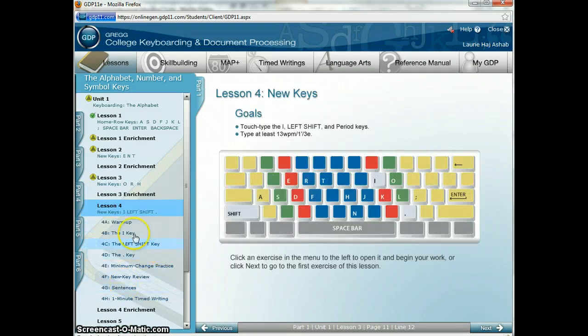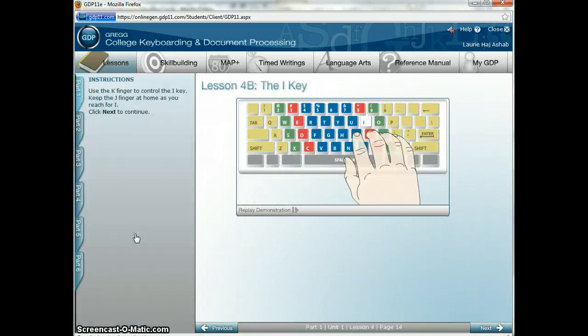Our new keys that we're going to be learning: the letter I, the left shift key, and the period. And then you have additional practice here. Now to start out with the letter I, you're going to be reaching up with your K finger. So it's I, go back to the K, I. And remember, you can practice the reaches as much as you want before you actually do the exercises.